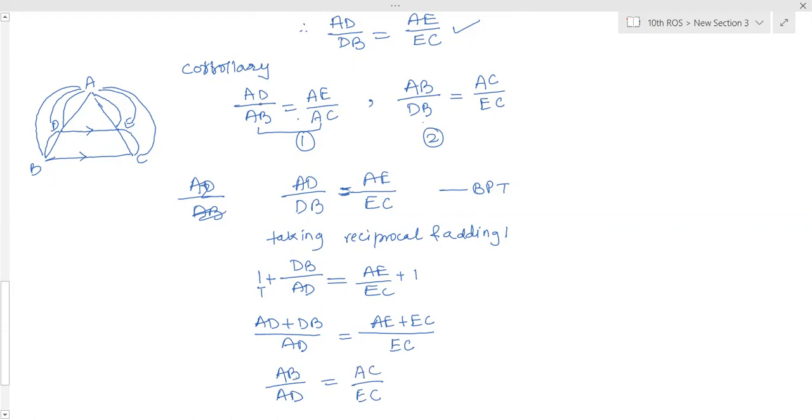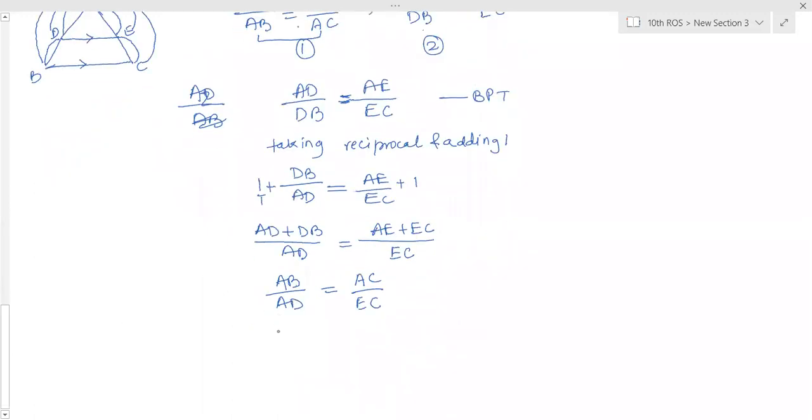Now we need actually AD by AB, the reciprocal of this. So take reciprocal. AD by AB is equal to AE by AC. This is first part proved. And now without taking reciprocal, if you add 1, you will get the second statement. So first prove this, then show the second one.